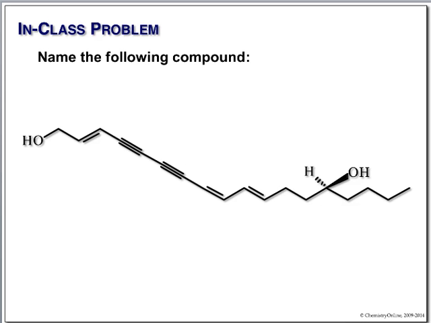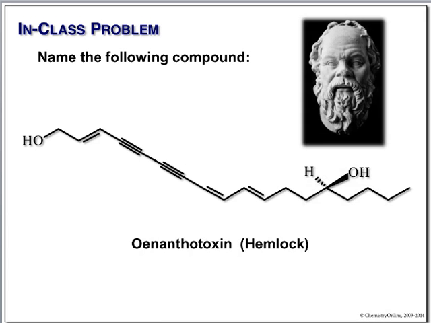Note the very nice, long, straight section here as you do this. Kind of cute. This is hemlock. It's a very toxic substance. This is the stuff that they made Socrates drink to execute him. So, we're not going to name stuff like that other than to call it hemlock. Any questions on the nomenclature?